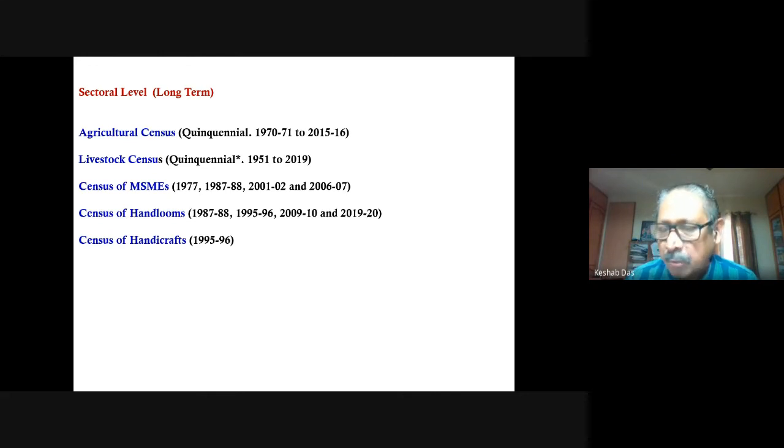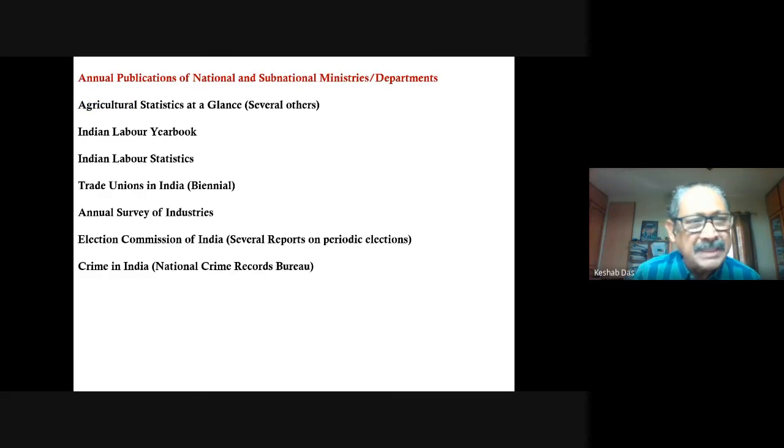If I want to do a study on rural industrialization focusing on this craft sector, there is no reliable government information except the one done in 95-96. So this is basic information we need to have when we do our study. I do not want to go through the full list, but as you can see, there are several other periodic publications which you may please have a look at.